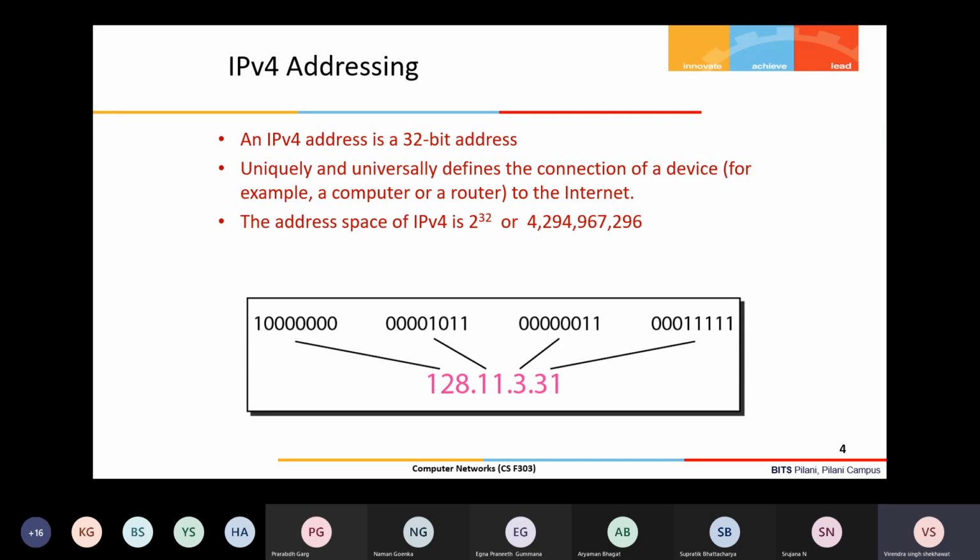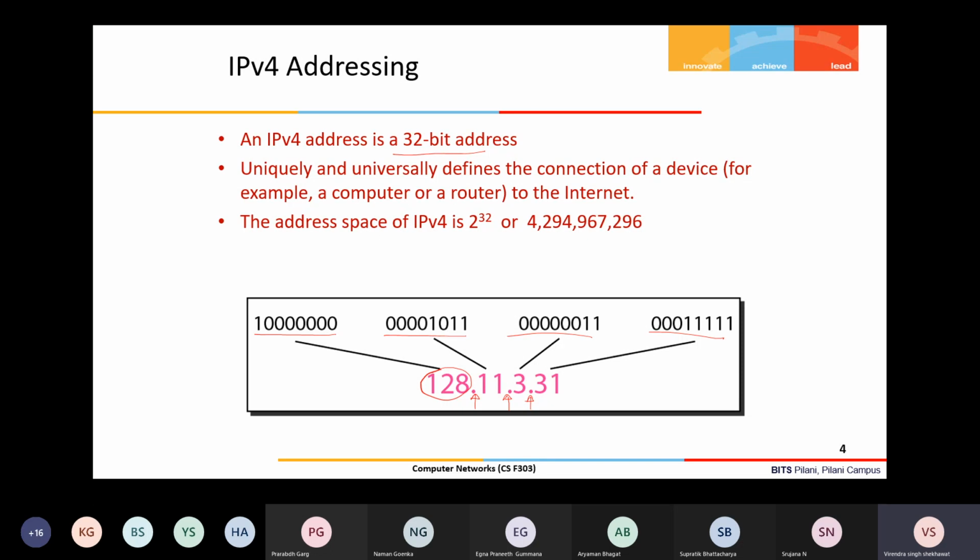One major difference is the size of the address. An IPv4 address is a 32-bit address which we represent in 4 octets, separated by dots. You can see here, usually we read an IP address like 128.11.3.31. That's IPv4. Each part is 8 bits, called an octet, and the corresponding binary is written here. This is the way we represent an IP address.